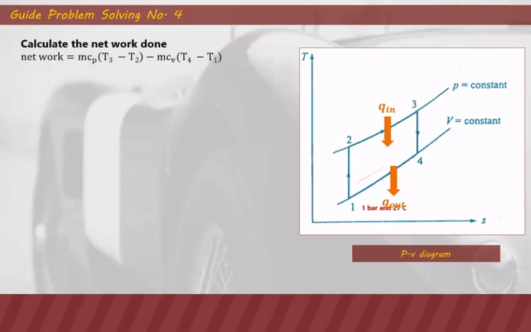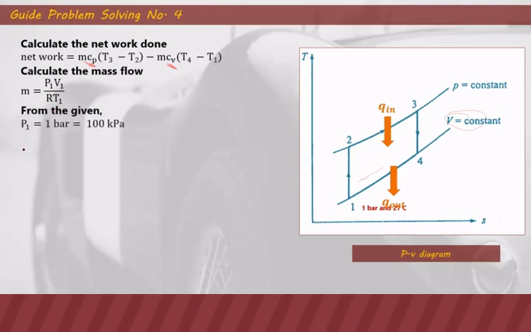For the net work done, therefore, that is Qin minus Qout. For Qin, our specific heat is Cp, since this is a constant pressure process. And for the rejection Qout, that is Cv, because this is a constant volume process. So by looking at this equation, we need to calculate the mass flow using this formula, P1 V1 over RT1. From the given, we already know P1, and V1 is just Vs plus Vc.